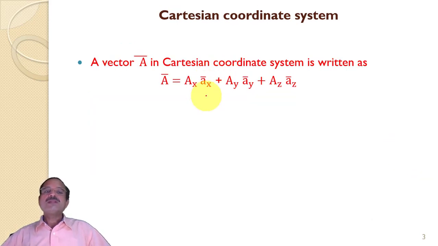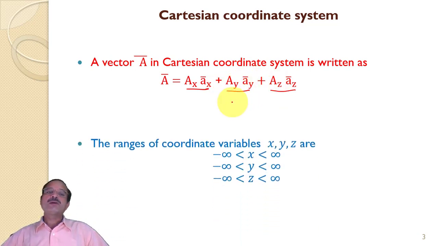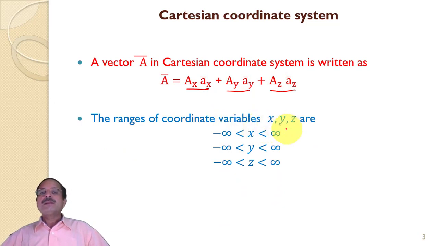So in Cartesian coordinate system, if I want to represent vector A, we represent it as a combination of 3 vectors. The component of vector A in x direction is given as Ax bar, the component in y direction is Ay bar, and the component in z direction is Az bar, where ax, ay, az (small) are the unit vectors along those 3 directions. And these 3 variables x, y, z can take values from minus infinity to infinity.